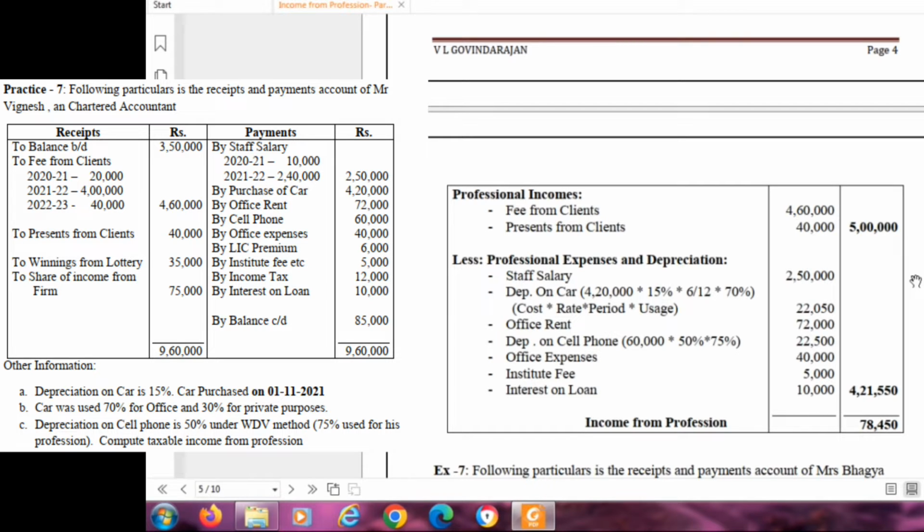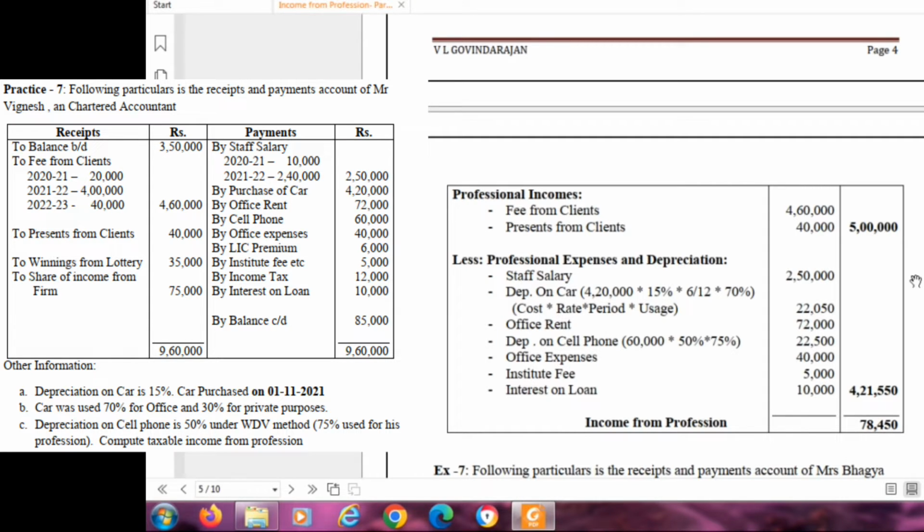We have to charge only depreciation on car. Mind it, only 70% of the car is used for his professional use, and the car was purchased in November, less than 6 months. So the depreciation on car: actual cost is 4,20,000, the rate of depreciation is 15%, the car was used less than 6 months so 6/12, into the proportionate official use 70%. So 22,050 is calculated as depreciation on car for this year.